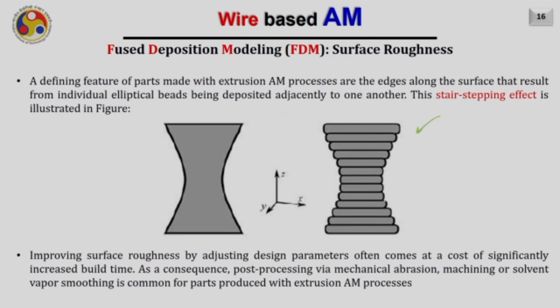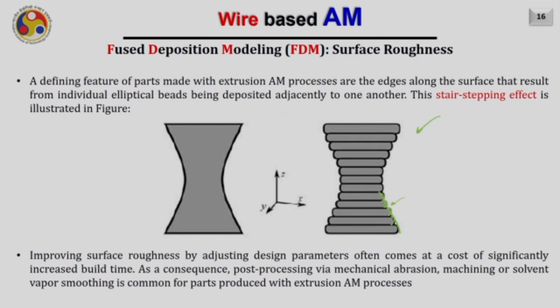So you see that the end condition or the shape of the bead at the end is of elliptical form, and you are also depositing on a slant wall. As you are depositing on a slant wall, of course, there will be a staircase effect. Now that will lead to the undesirable surface roughness of the deposited part.